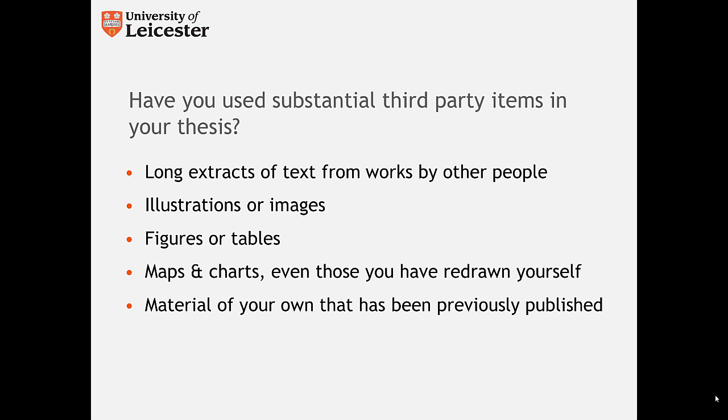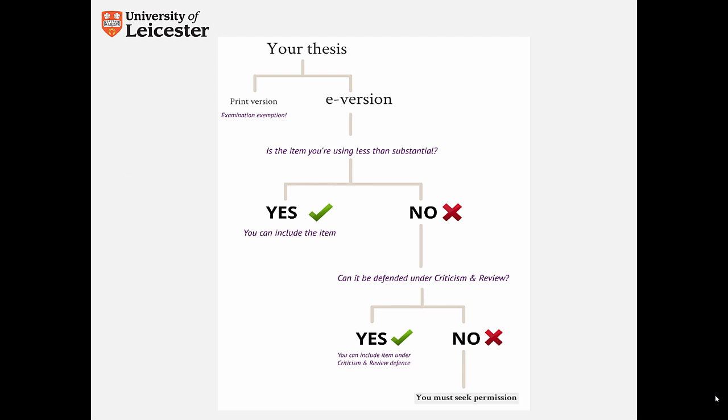So, have you used substantial third-party items in your thesis? Have a think about your thesis and the sorts of items you've included. By third-party items, we might mean long extracts of text from works by other people, illustrations or images, figures and tables, maps and charts, even those that you have redrawn yourself, and material of your own that has previously been published. We're now going to work through this flow diagram to help you understand what action you need to take to ensure that your thesis complies with copyright rules.